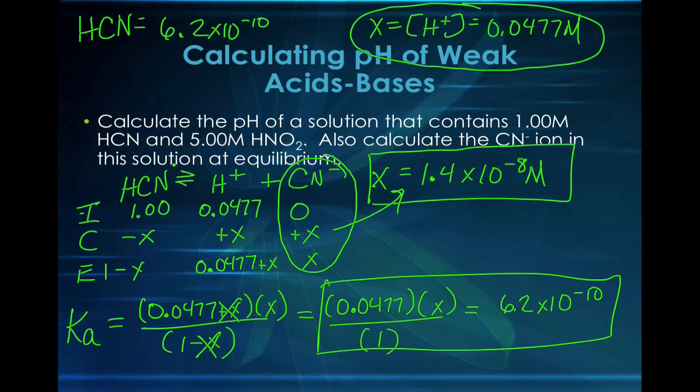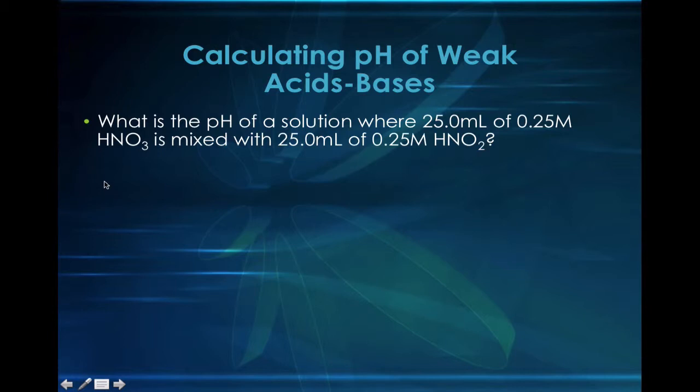But normally when they give you a mixture, there's only one that's really going to contribute the H+, and that's the only one that matters when you're trying to calculate the pH. Okay, next question. What is the pH of a solution where 25 milliliters of 0.25 molar nitric acid is mixed with 25 milliliters of 0.25 molar nitrous acid?